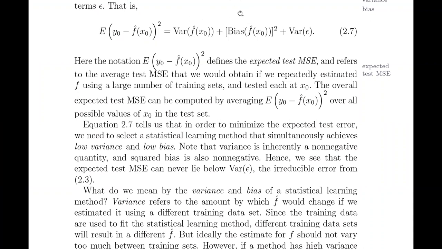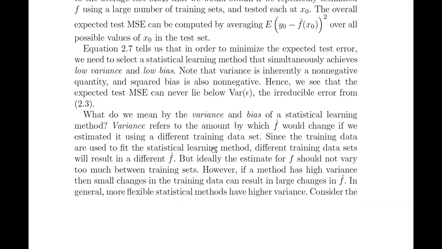Squared bias is also non-negative, so there's a point of squaring it. Hence, we see that the expected test MSE can never lie below the variance of the error terms. The lowest that you can get for these two terms is 0, which means that you can't get a negative to zeroize the final term.